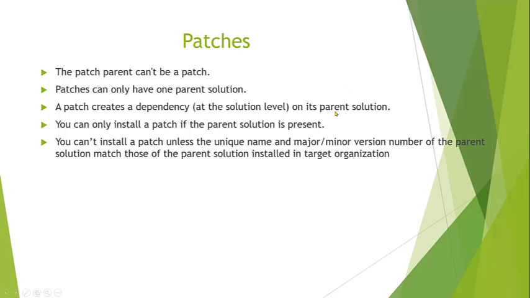Okay. Patches can have only one parent solution, and the patch also creates a dependency on the parent solution. You can also install a patch only if the parent solution is present. If the parent solution is not there, then you cannot install a patch. And the way the dependency is created is using the major minor version number. Okay. If it does not match, then you cannot install it. That is, you cannot install a patch unless the unique name and the major minor version of the parent solution match that of the parent solution installed in the target organization. So that is how it finds out that a particular solution and the patch are related to each other.